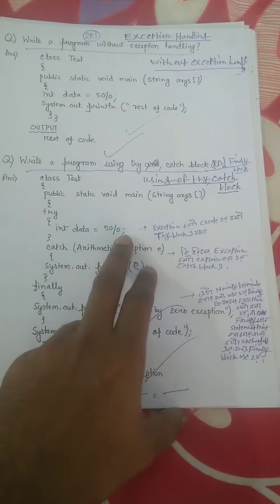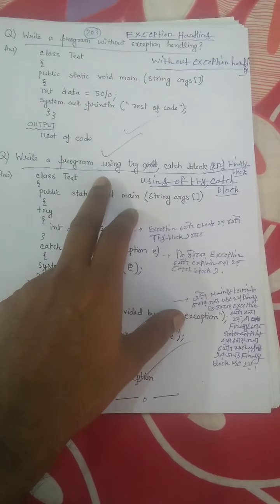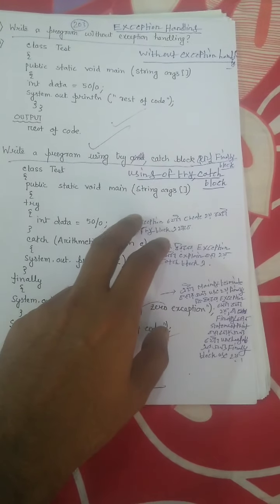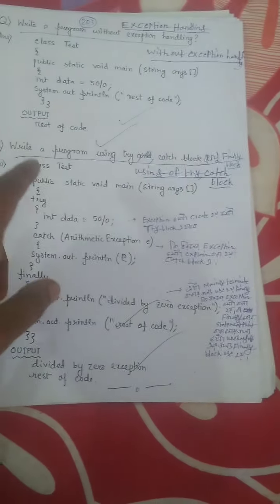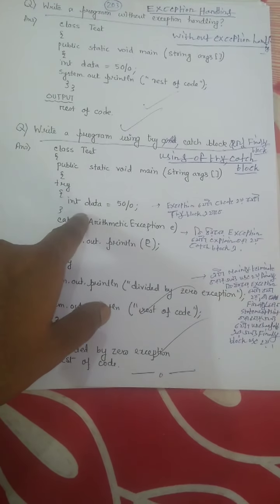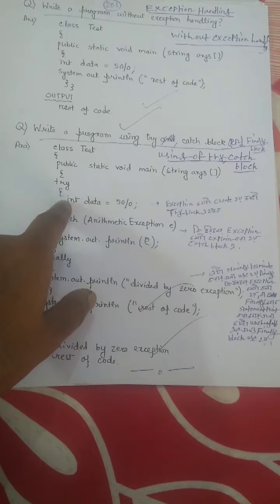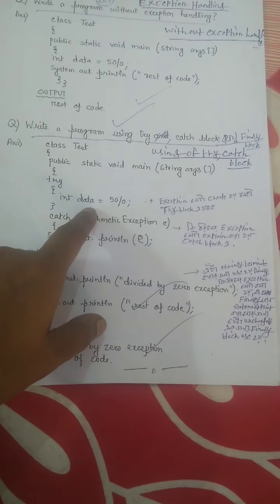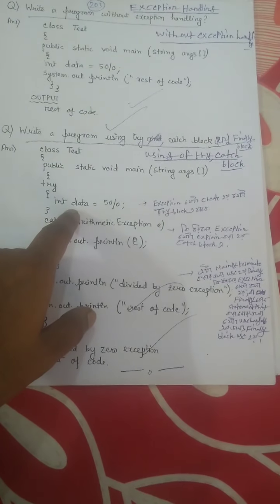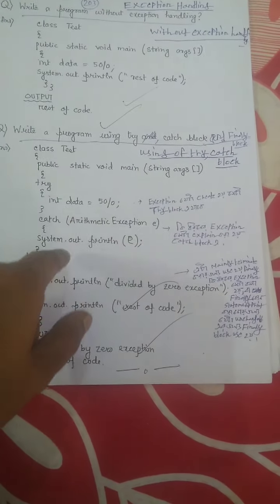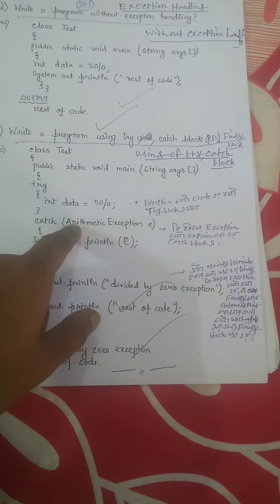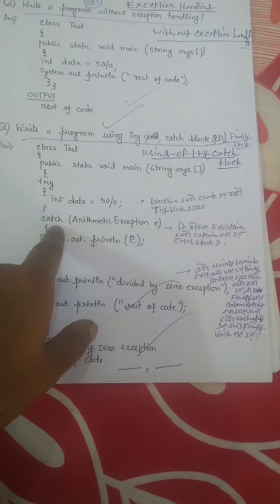Then another program is totally different. Here we declare or define the try, catch, and finally blocks together in a single program, that is class Test. Here we declare the public static void main function. From the try block we can handle the exception, and in the try block only the particular exception that occurs can be handled. Then the catch block handles this exception, whatever type of exception it is.